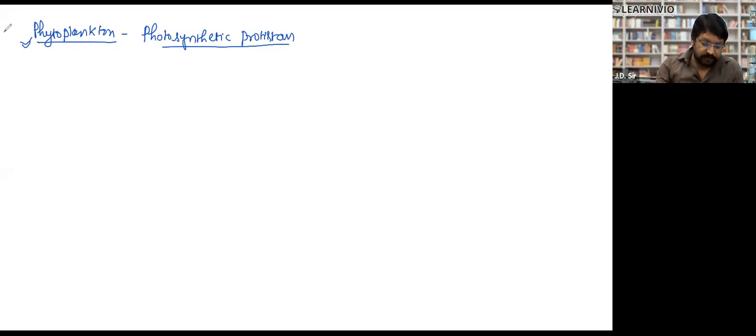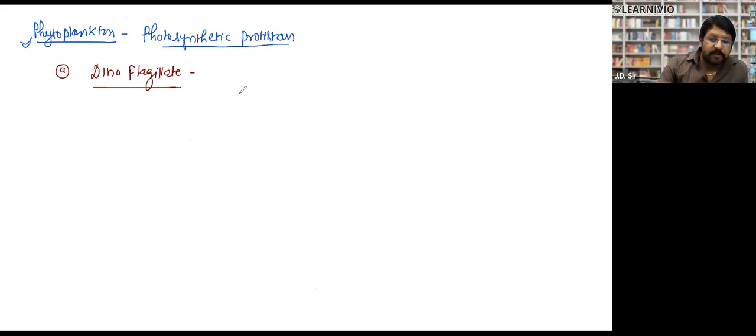So the first subcategory is Dinoflagellates. What are the Dinoflagellates and what are their characteristics? A is Dinoflagellates. Let me explain first, then we will jot it down. Dinoflagellates are the photosynthetic form, and they have a peculiar sculptured body. I'll show you the diagram of Dinoflagellates. There are two examples: Gonyaulax and Gymnodinium.